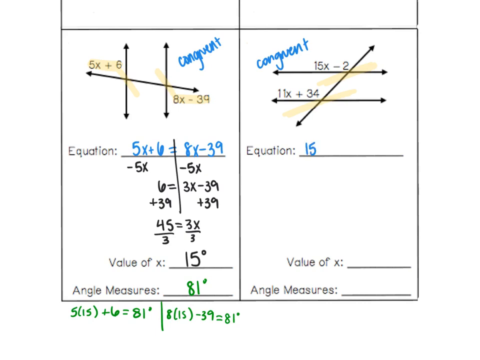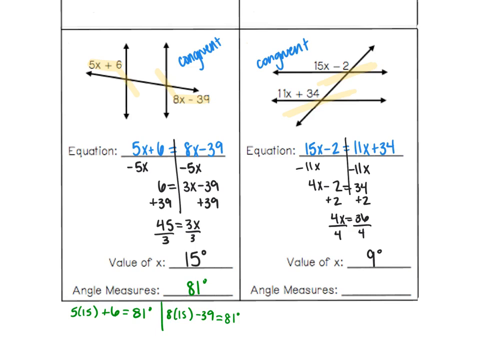So I'm going to set up my equation by taking both angles and setting them equal to each other. So here I would have a 15x minus 2 from that top angle equals 11x plus 34 from that bottom angle. Moving my variables to one side, I would get 4x minus 2 equal to 34. Adding 2. And then dividing by 4. So I would get x equals 9 degrees.